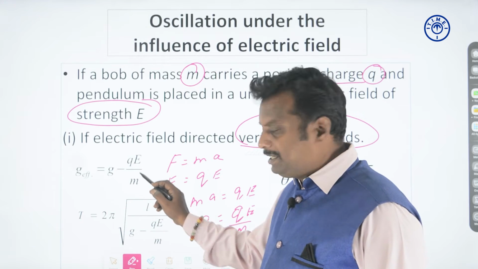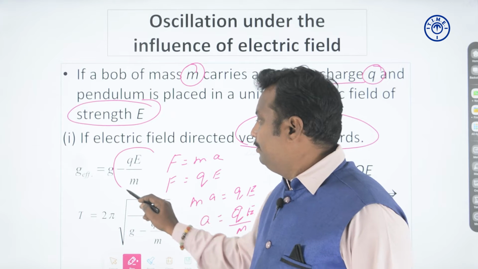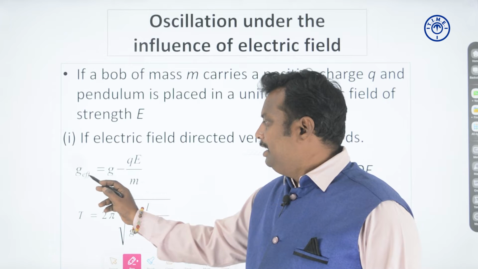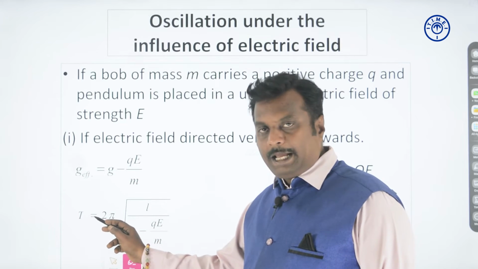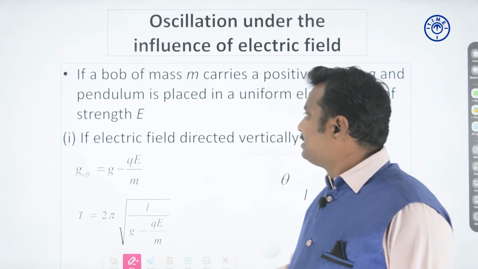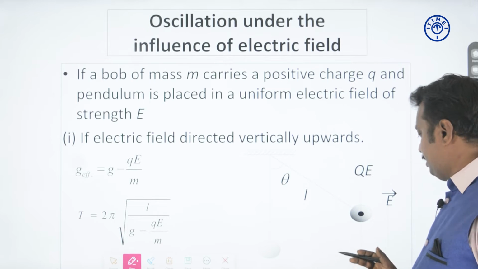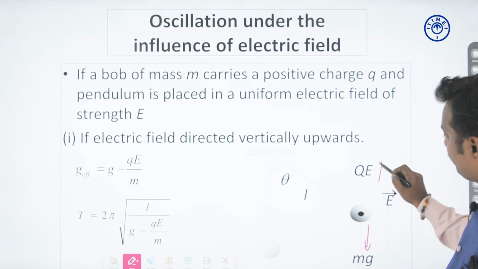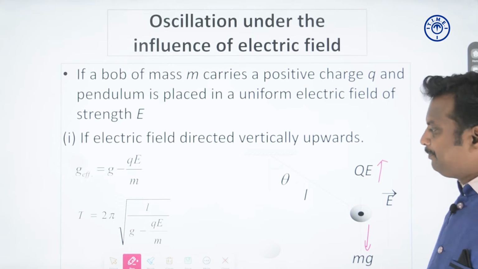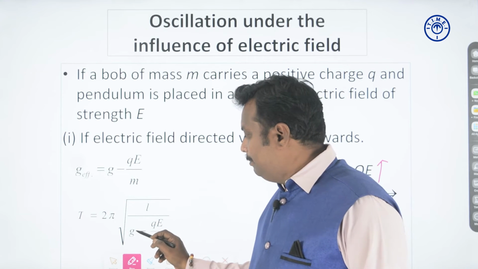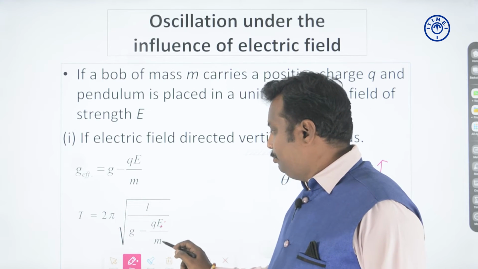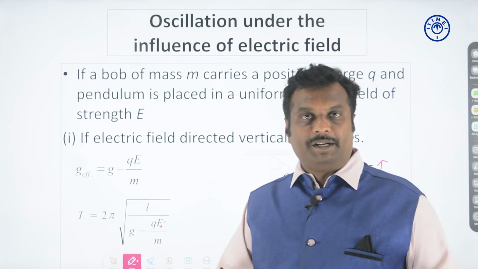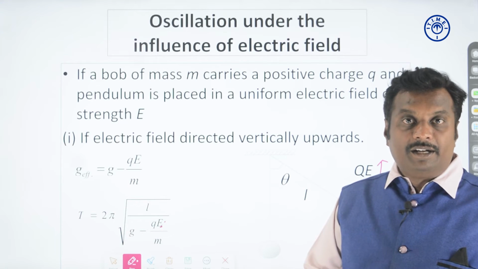g effective is equal to g minus a. a அப்படிங்கிறது QE by m ங்கிற இந்த வேல்யூ இங்கே போட்டிருக்கேன். ரைட். So g effective is equal to g minus QE by m. So time period T is equal to 2 pi root of L by g minus a, because the electric field is acting in the vertically upward direction. As we all know, weight will always act in the downward direction and the electric field is acting in the upward direction, அப்படினா minus a. A க்கு பதில் QE by m. So this is the time period of a pendulum when the bob is positively charged and it is kept in an electric field and the electric field acts in the vertically upward direction.